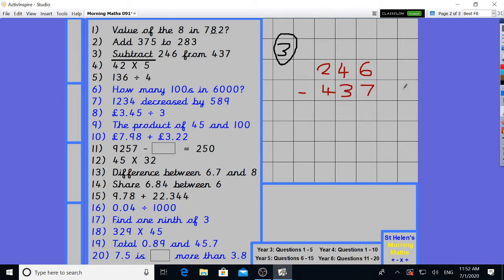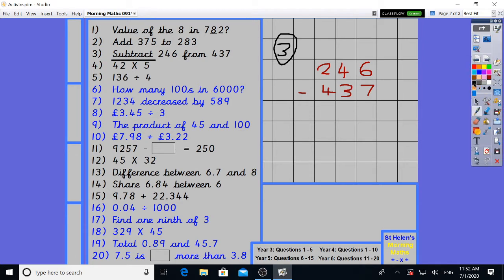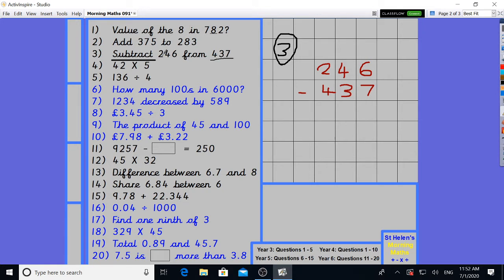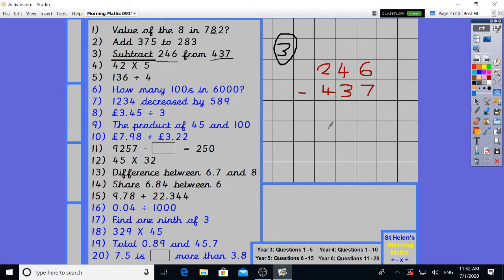This is not right. You can't put the smallest number on the top. 246 take away 437. That's not going to work. You can't do it like that. You have to put the biggest number on the top. And 437, even though it was written after 246, is actually the biggest. So we need to put that at the top.